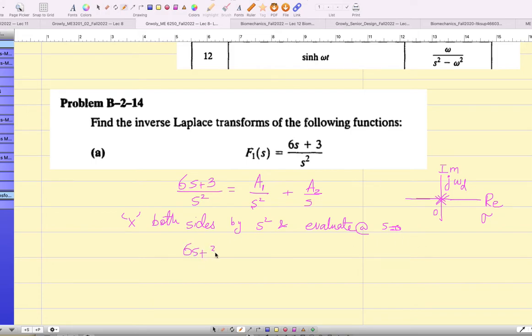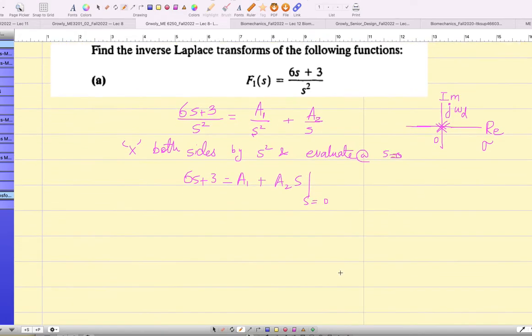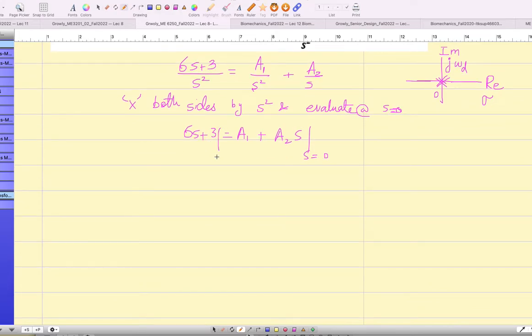So let's do this. 6s plus 3 is a1 plus a2s. Evaluate at s equals 0. So what do you get? On the left hand side it is 3, which is equal to a1. Correct?